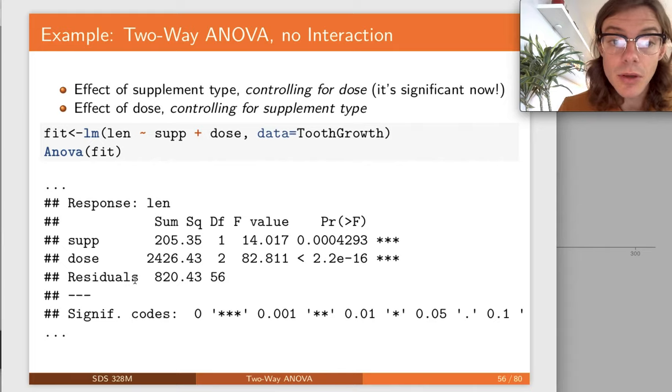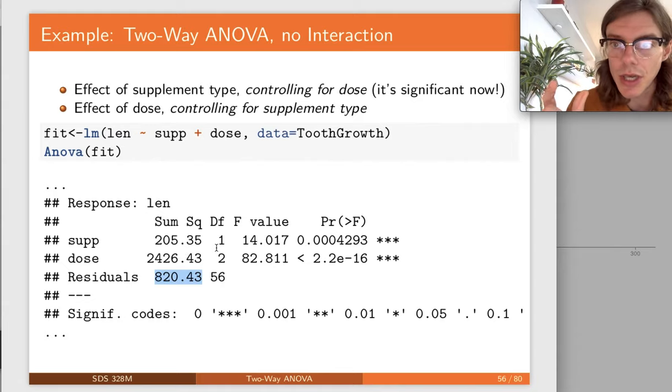Controlling for supplement type, we get a significant effect of dose. It's because that mean square error is smaller, right? Dose is eating up some of that error. So the error left over is smaller, which means your denominator of the F statistic is smaller. So you get a bigger F statistic and a smaller p-value.